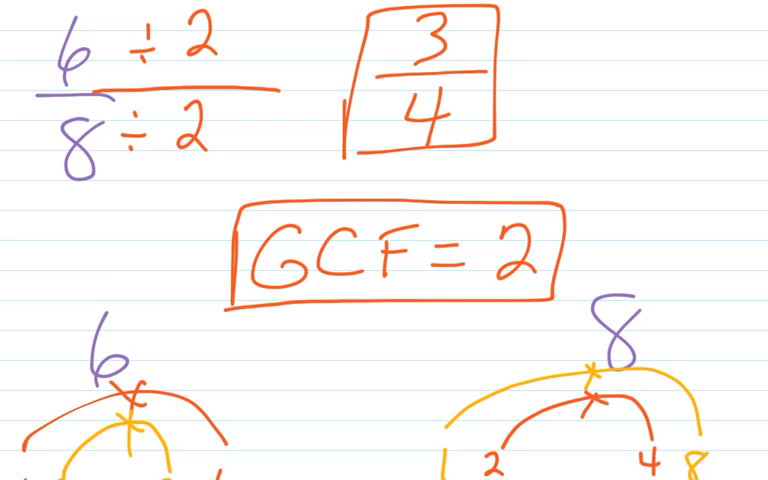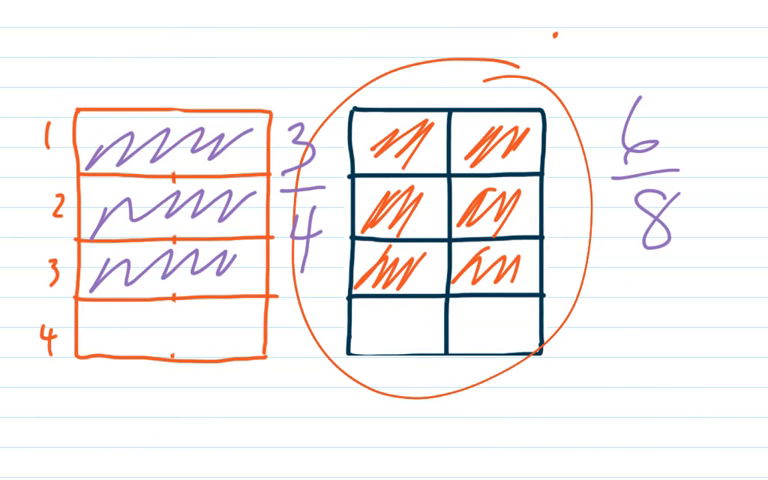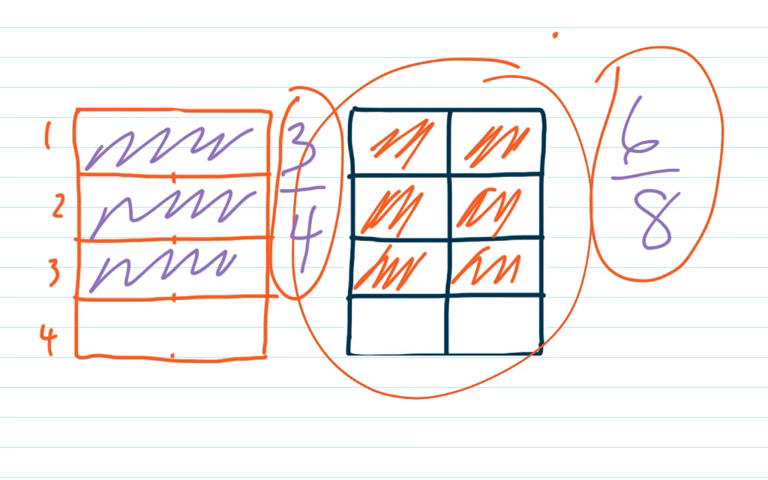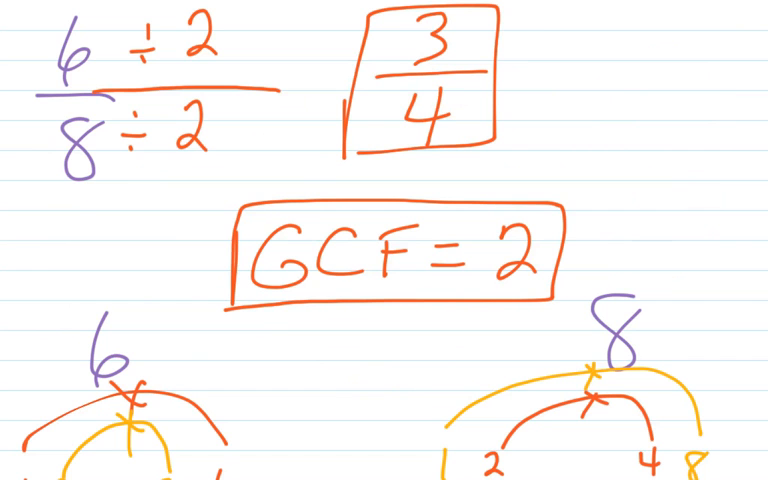And now if we go back to the other page, we can see that, yes, 3/4 and 6/8 are both equivalent, and you saw it using two different methods. And well, that is the end of our lesson on using the GCF to find equivalent fractions.